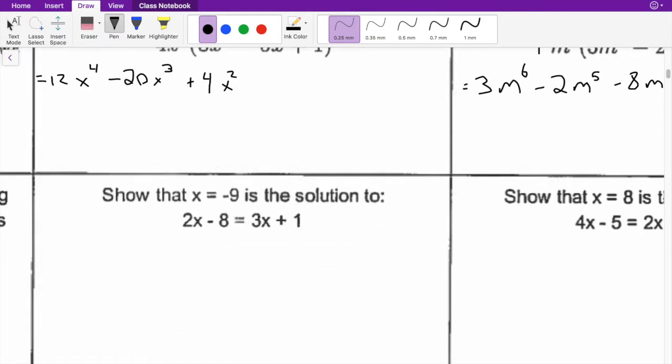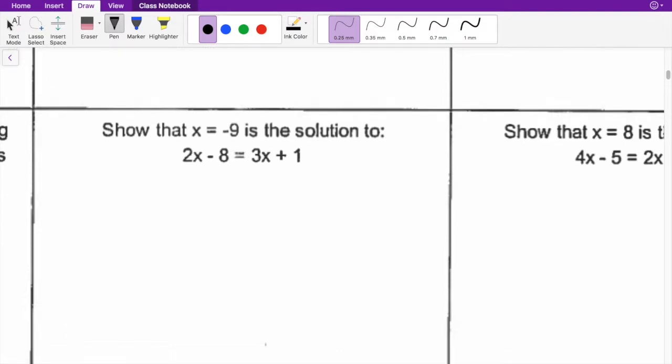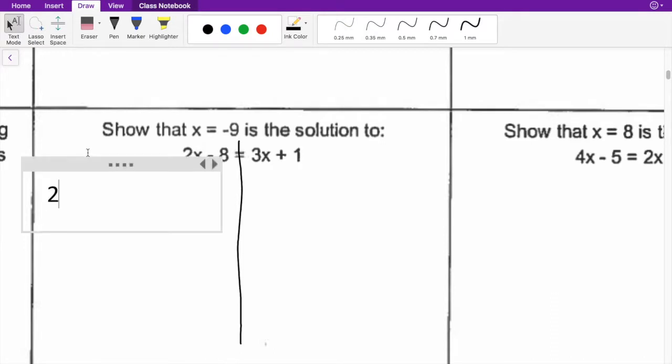All right. So we need to show that x is equal to negative 9. All right. So we're going to go left side versus right side here. So I'm going to draw a line straight down the middle. And we're going to figure out what the left side versus right side is. So I'm going to go 2, and where the x is, let's just do this up first. Minus 8. So where the x is, that's where I'm going to put the negative 9.